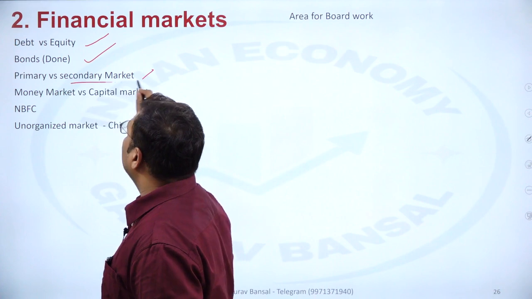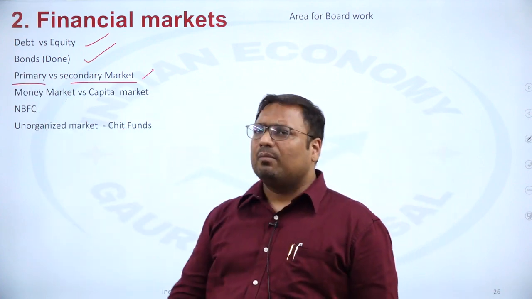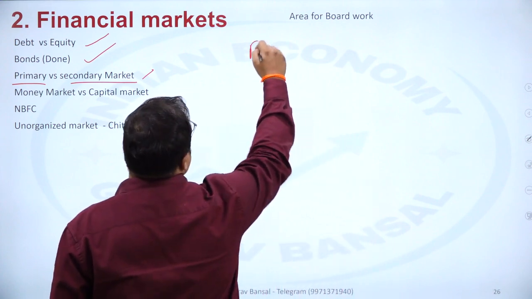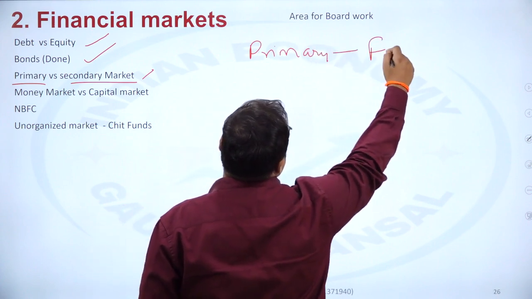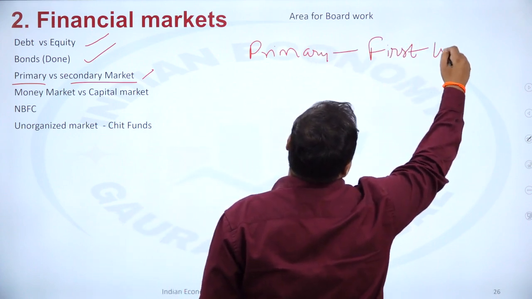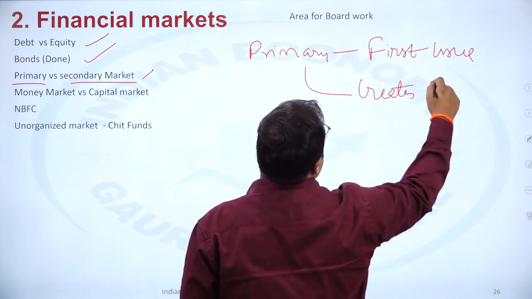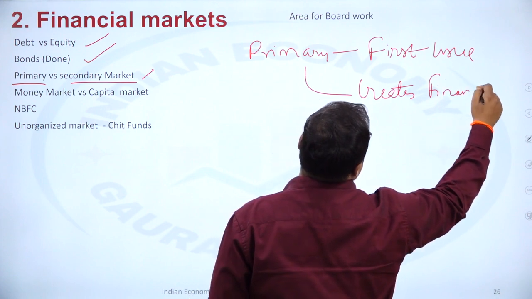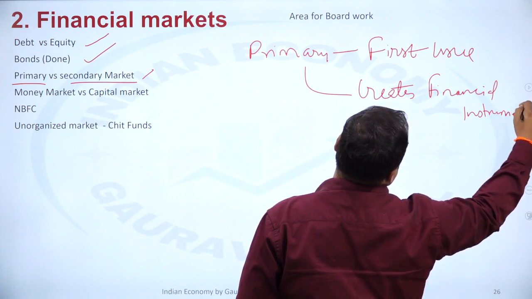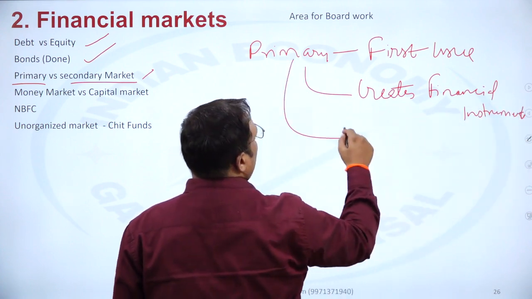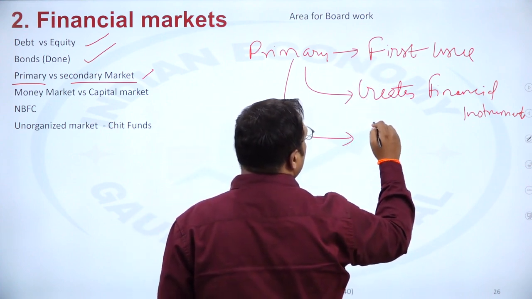Next is primary and secondary market. What do we have to cover here? Primary market is basically the first issue market. Okay, it creates the financial instruments. And what is the other role? Primary market actually creates investments.